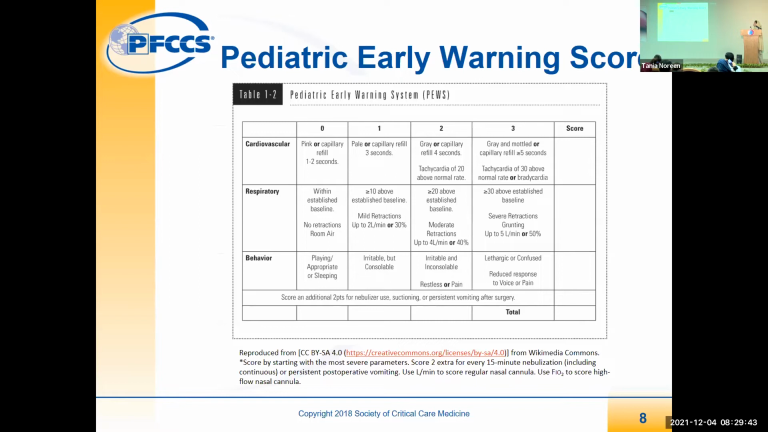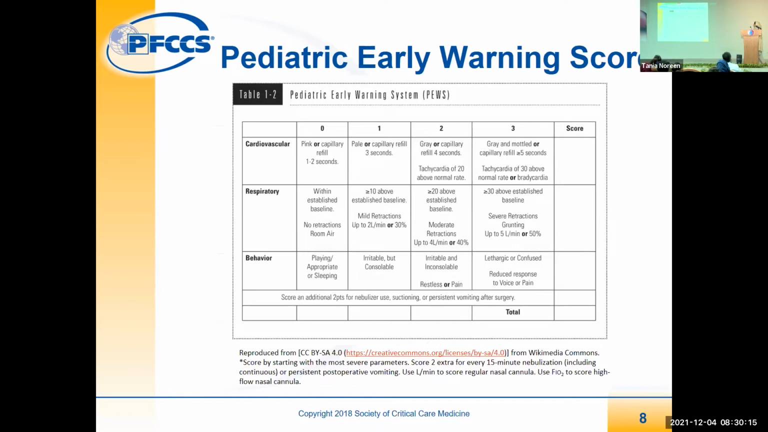The minimal score is 0, and the maximal score is 3. So in the cardiovascular, you will check for capillary refill time. If the patient is pink and the capillary refill time is 1 to 2 seconds, it means the score is 0 and the patient is healthy. If the patient is pale, capillary refill time is 3 seconds, thus the score is 1. If the patient is gray and capillary refill time is 4 seconds, and the additional thing is tachycardia of 20 or above the baseline, then the score is 2.